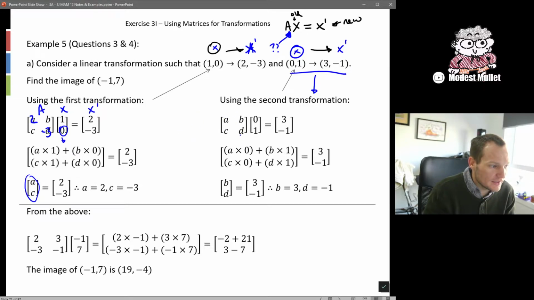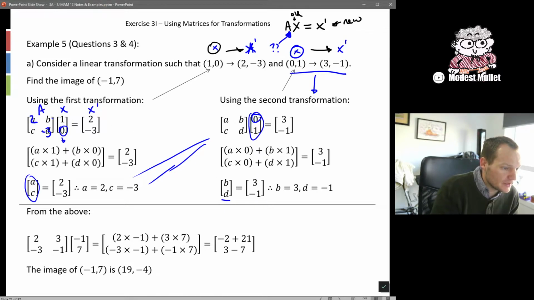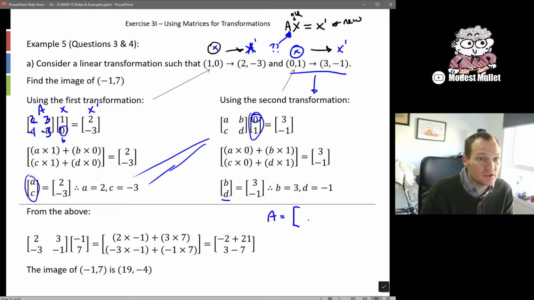We don't even need to put the a and d in just yet, because this has also got a nice 0 in it, which is making it handy. If it didn't have the 0 in it, then yes, we'd probably have to put this in here to be able to help us solve for b and d. But we put it in, same thing, perform the matrix multiplication, and we get b, d is 3, negative 1. So b gets substituted in as 3, and d gets negative 1. We now have our transformation matrix, which is 2, 3, negative 1, negative 3.